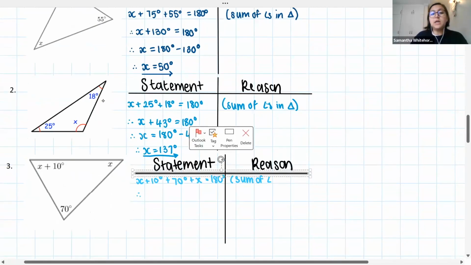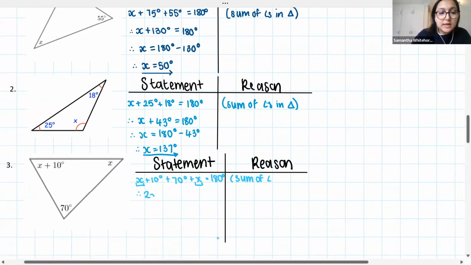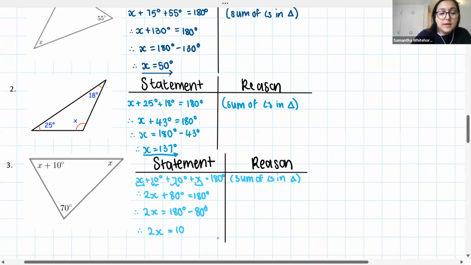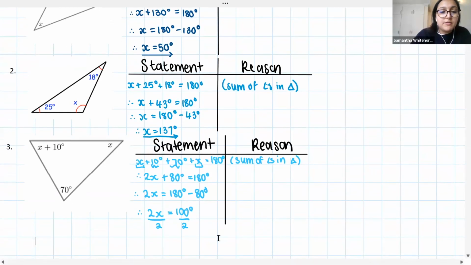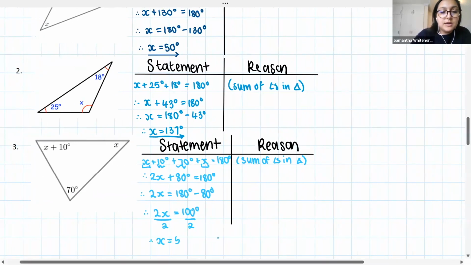Collect like terms, so we've got x and we've got x, so x + x gives us 2x, 10 + 70 gives us 80, and now we start solving our equation. So the first thing that we're going to do is subtract 80 on both sides. So 2x is equal to 180 minus 80, which means that 2x is equal to 100. And then remember, guys, we want x alone. So we're going to divide both sides by 2, which means that we get a final answer for x of 50 degrees. So x for question 3 is equal to 50 degrees.